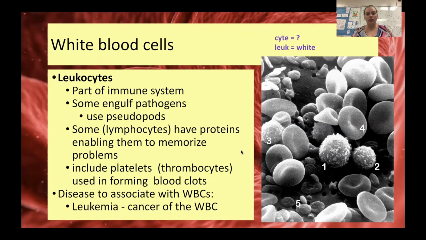Some white blood cells have proteins that allow them to memorize pathogens that they've come in contact with before. These would be your memory T and B cells, and they're affected by HIV in particular. White blood cells also include platelets, and platelets are responsible for helping the blood clot. So when you get a cut, there's a signal sent by those damaged cells that triggers the platelets to start clotting together and making a patch over that cut, over that hole, so that you don't lose any more blood.